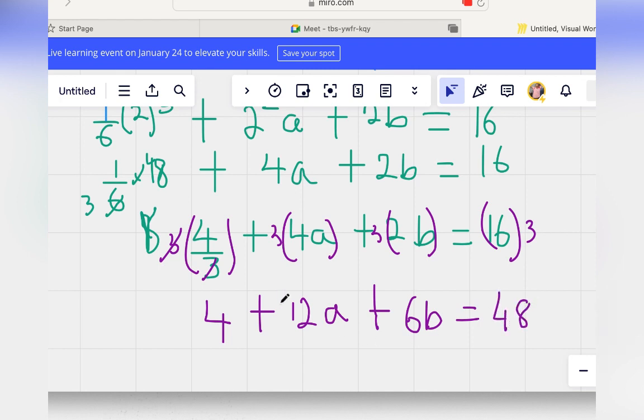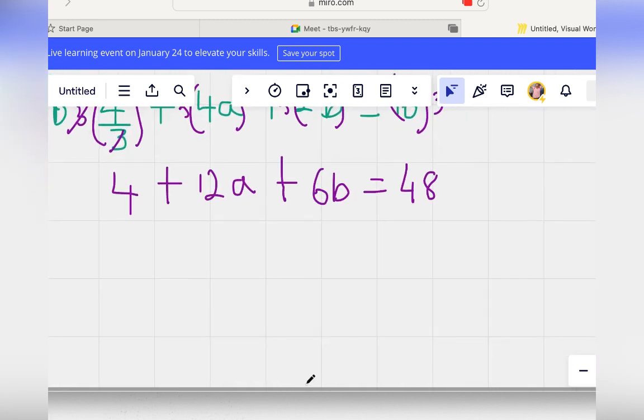So we rewrite the equation and bring 4 to the left. If you bring 4 here and subtract it from 48, it will be 44. So the final equation will become 12a plus 6b equal to 44. We call this equation 2.